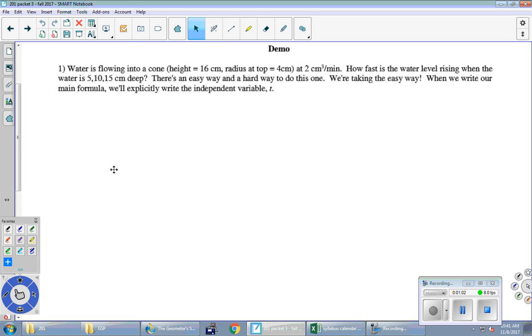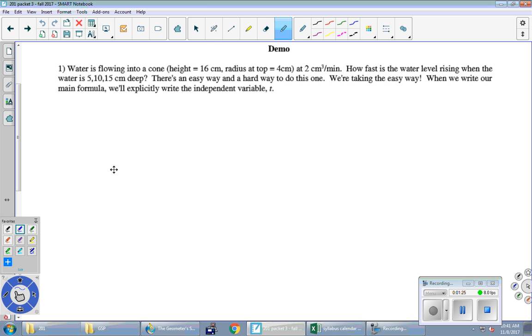So here's our one demo. It says water is flowing into a cone, and it says the height of the cone is 16 centimeters and the radius at the top is 4 centimeters, and the water is flowing in at 2 cubic centimeters per minute. And then we want to know how fast the water level is rising when the water is 5 centimeters deep, and 10 centimeters deep, and 15 centimeters deep.